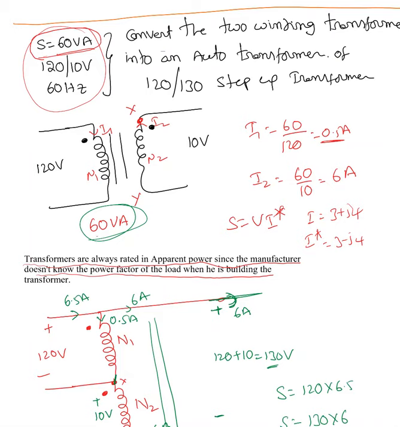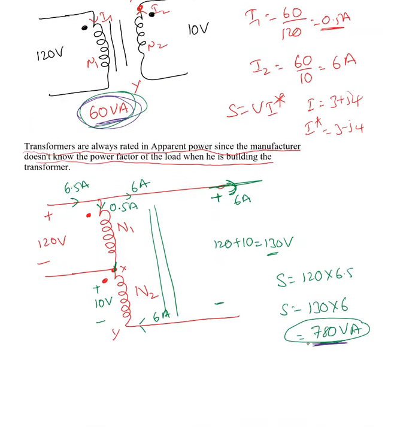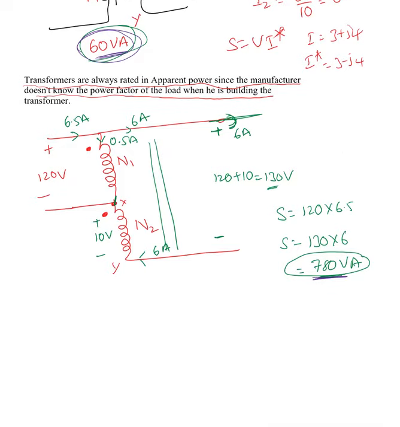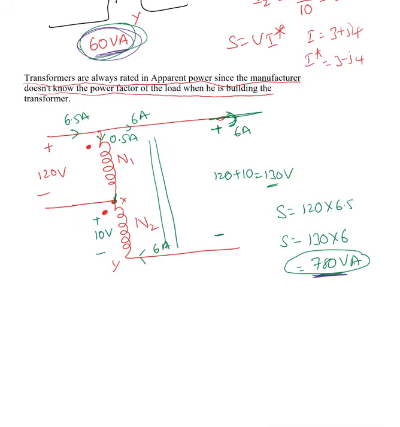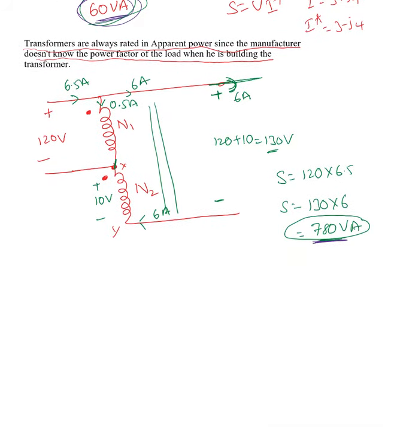So the induction principle, so whenever we transform an ordinary transformer into auto transformer, the energy transferred through induction principle is always 60 volt ampere. The remaining 720 volt ampere is transferred through conduction principle. Okay, now the same example, I'm going to convert this into a step down transformer.